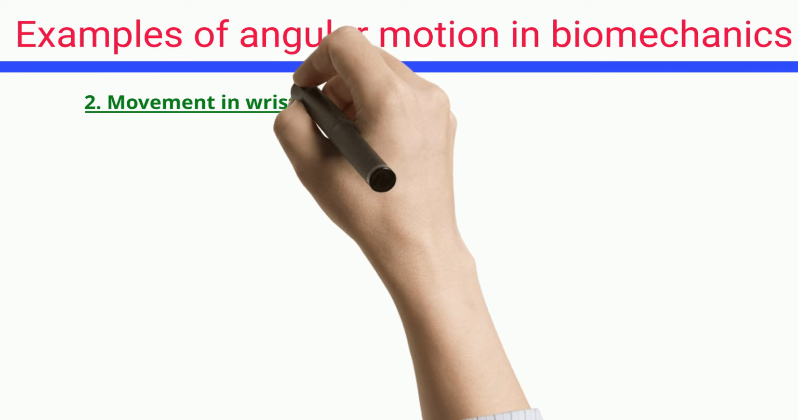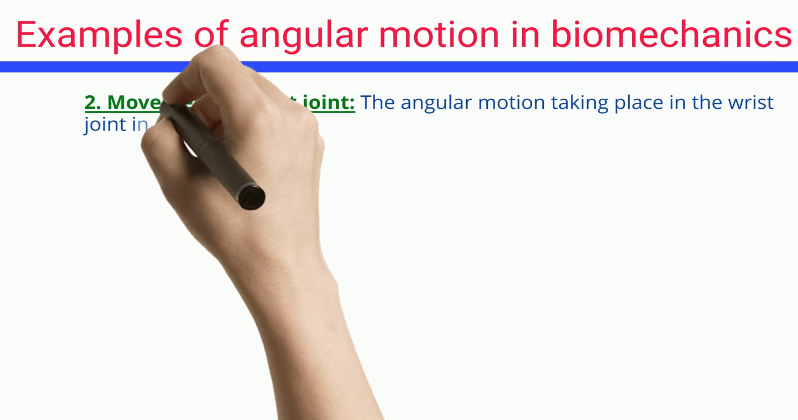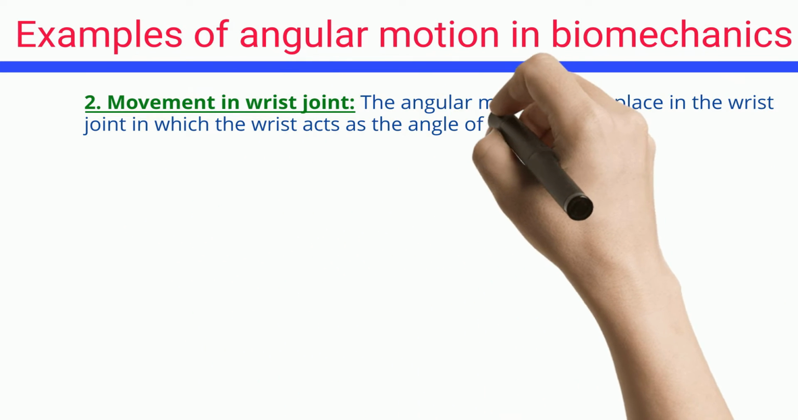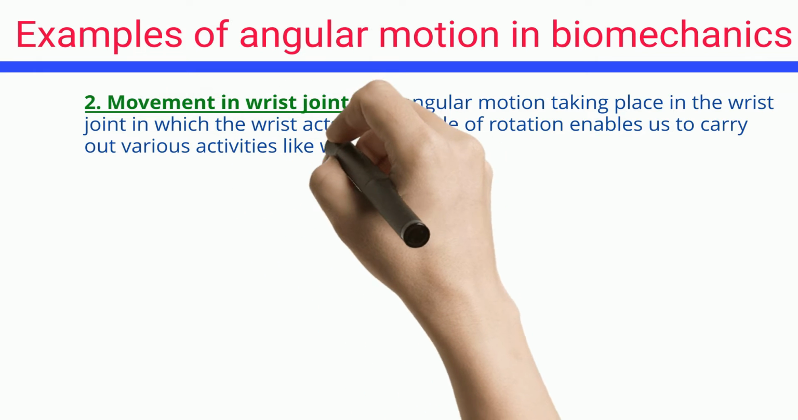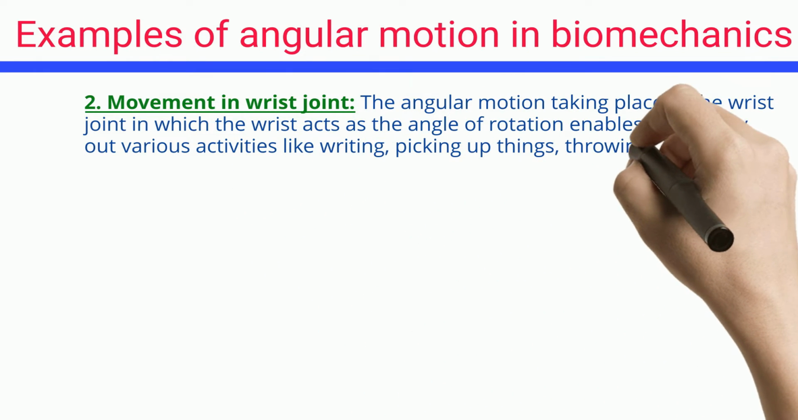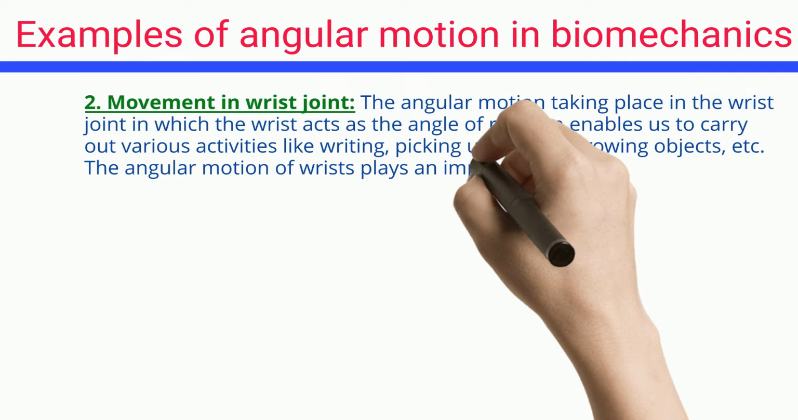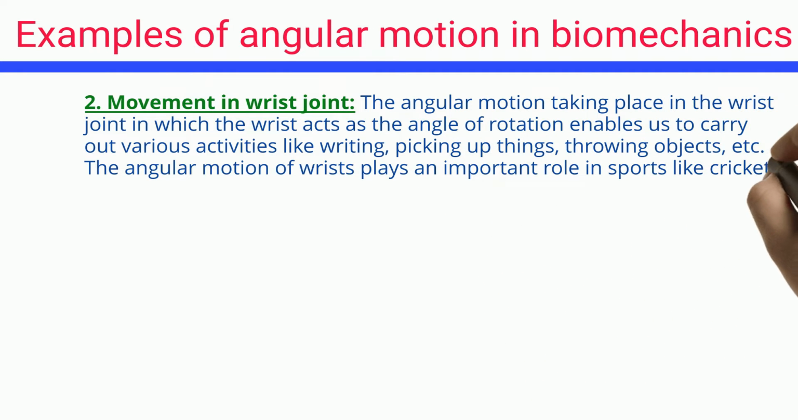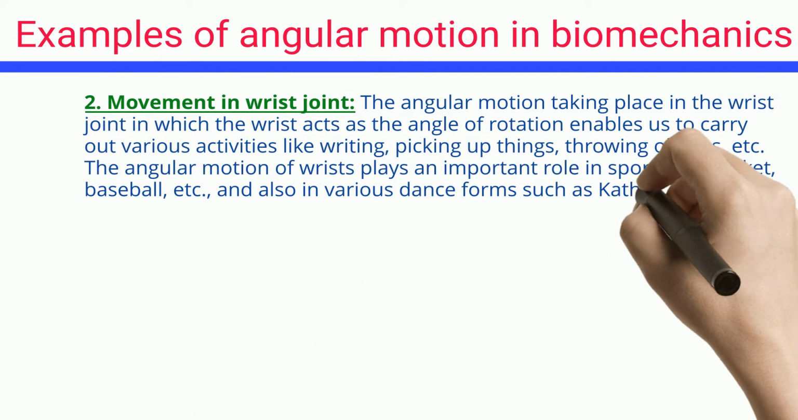2. Movement in wrist joint. The angular motion taking place in the wrist joint, in which the wrist acts as the axis of rotation, enables us to carry out various activities like writing, picking up things, throwing objects, etc. The angular motion of wrists plays an important role in sports like cricket, baseball, etc., and also in various dance forms such as Kathak, Bharatanatyam, ballet, salsa, etc.